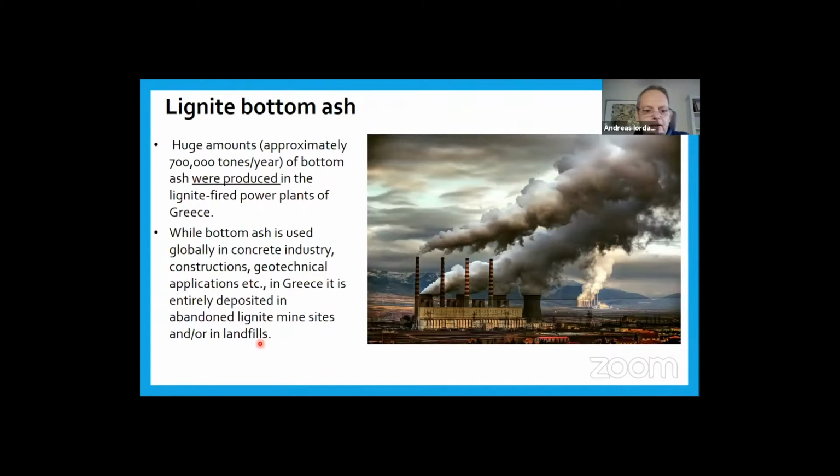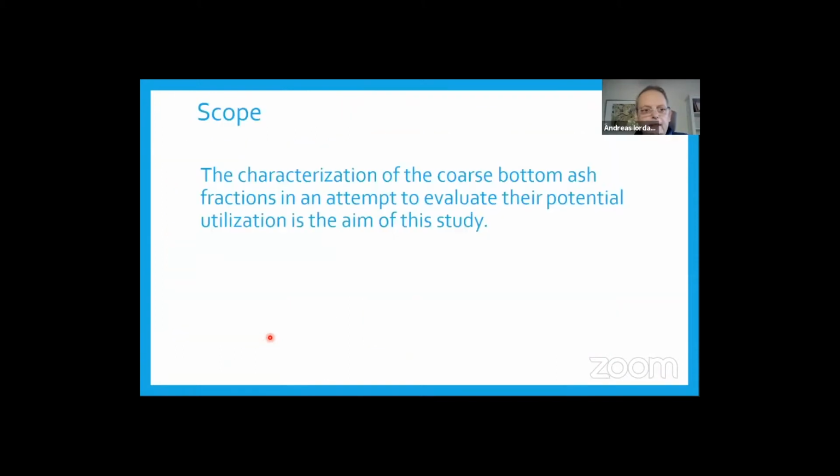That's why we treat this lignite biomass as waste, and we don't use it at all. So going down to the scope of my presentation, in this research project, we try to characterize the coarse particles of these biomass fractions in an attempt to evaluate their potential utilization. That's what we did in our work.